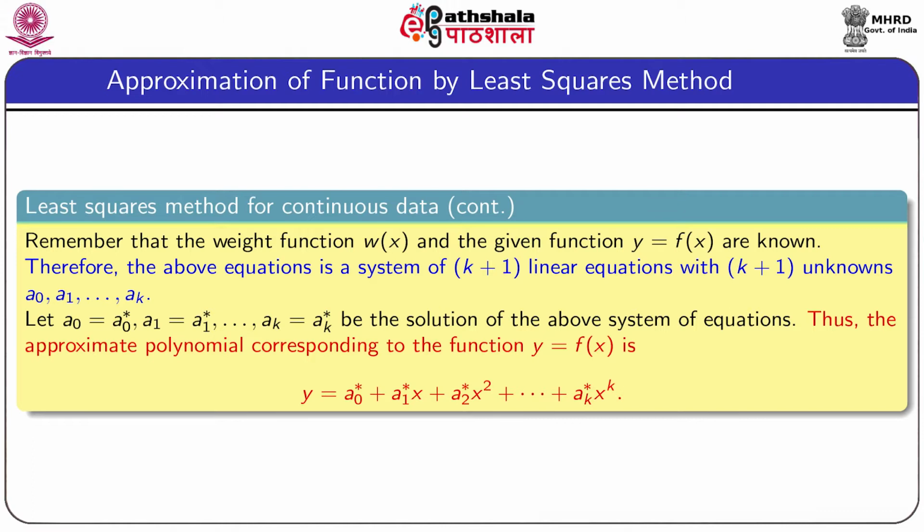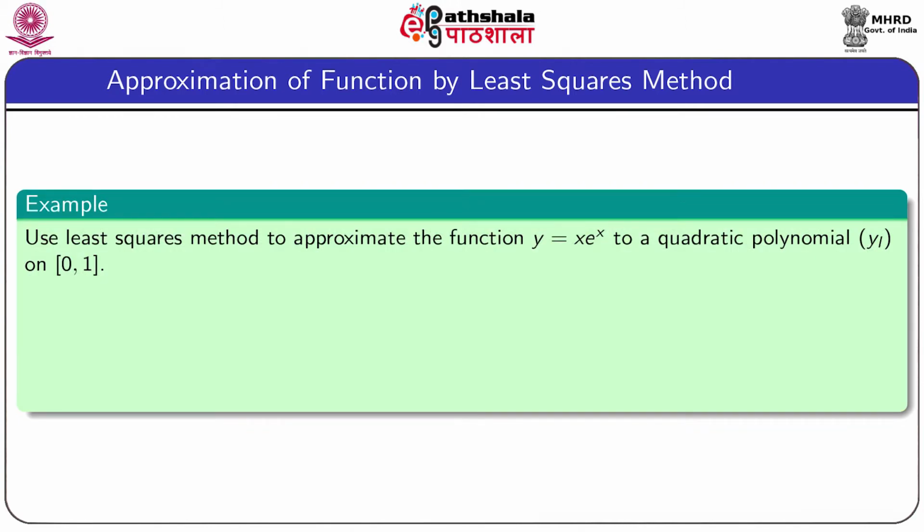Thus, the approximate polynomial corresponding to the function y = f(x) is given by y = a0* + a1*x + a2*x² + ... + ak*x^k. Now, we consider one example to illustrate the method.